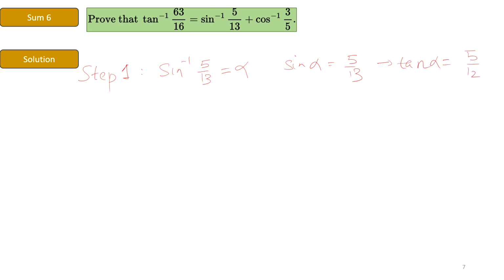Step 2. Similarly, let us take cos inverse of 3 by 5 as beta. Then cos beta is 3 by 5 and tan beta is 4 by 3. Step 3. Using the formula of tan alpha plus beta, we see that the value of tan alpha plus beta is 63 by 16.